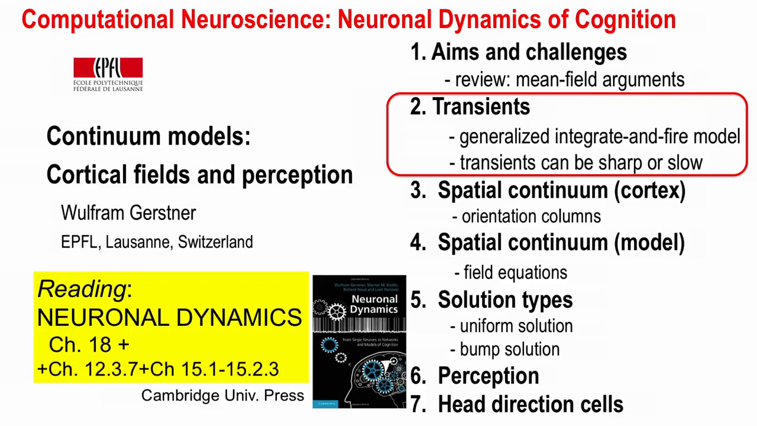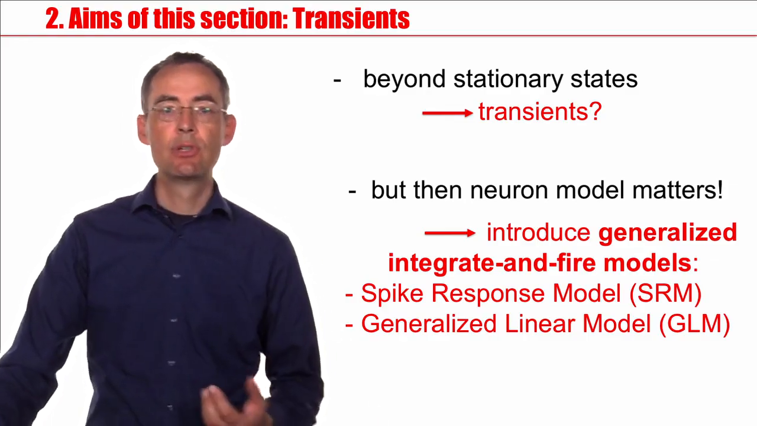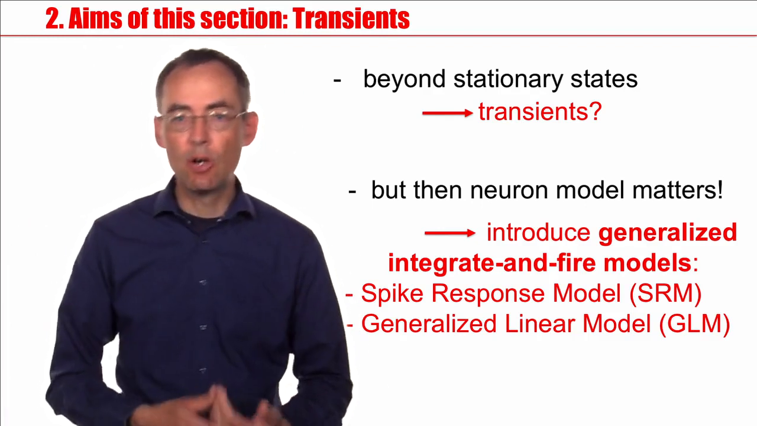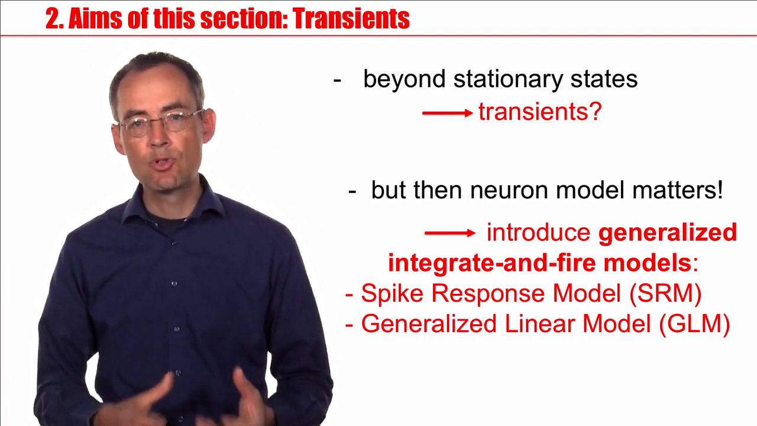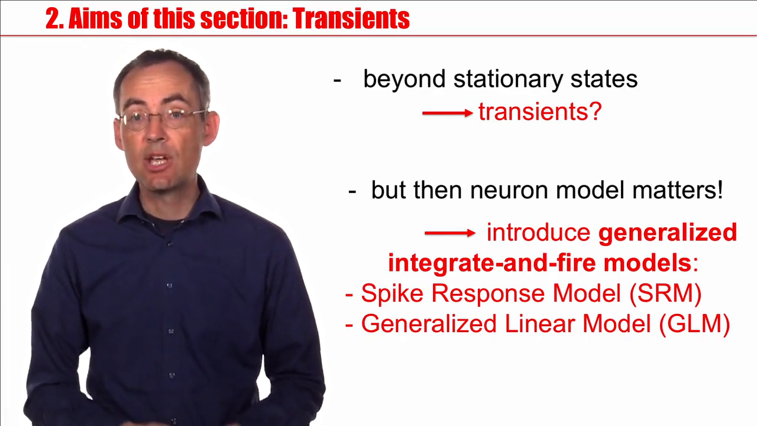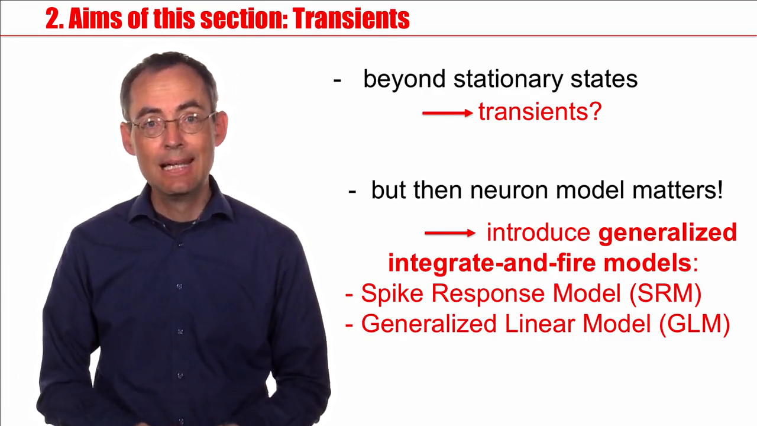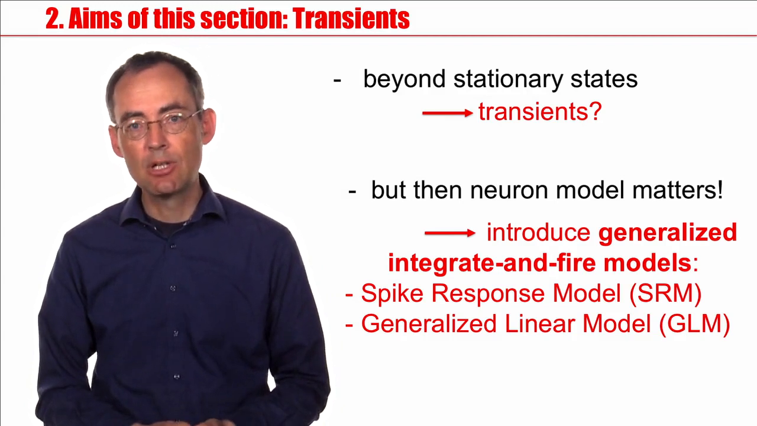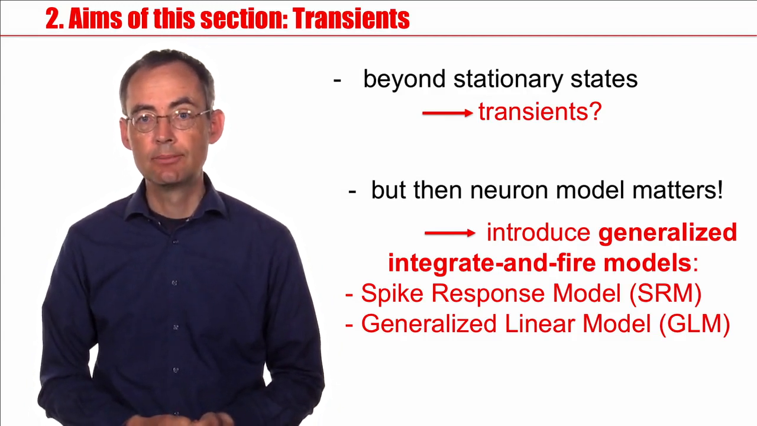In order to continue with our discussion of field models, we now have to look at transients. So our first mathematical aim is to go beyond the stationary state, focus on transients, focus on the dynamics. And it turns out that in this case, the neuron model matters. And therefore, I have to tell you a little bit about integrate and fire neuron models.